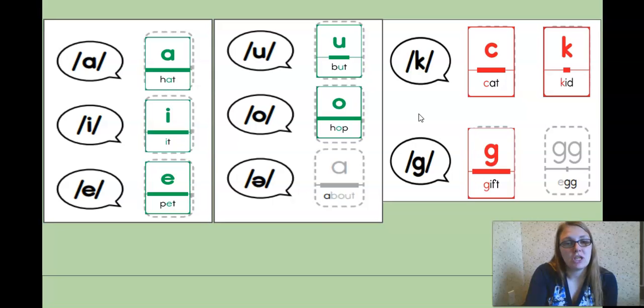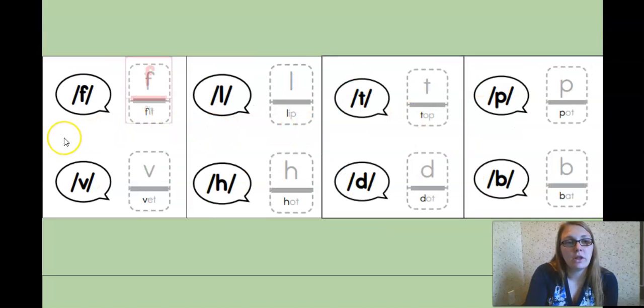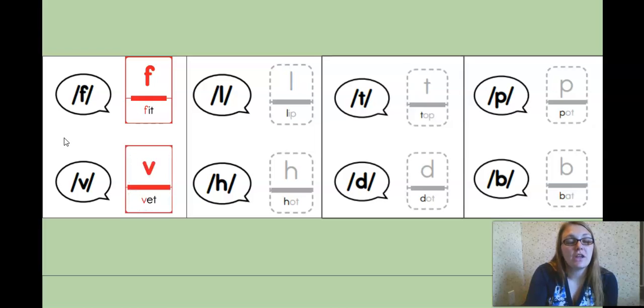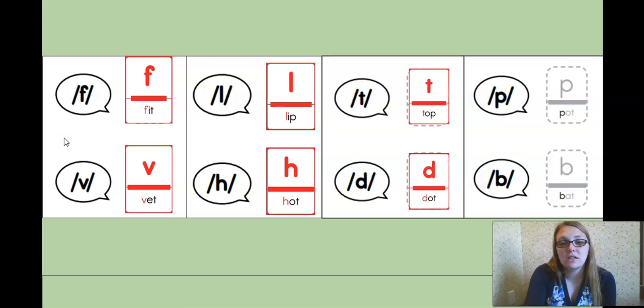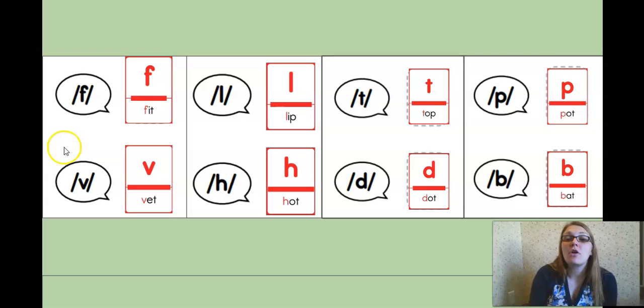G can be a G. We learned for F, we're going to use the letter F. For V, a letter V. For L, letter L. H is an H. T is a T. D is a D. Is P, and B is B. Now remember, there are other spellings, as we can see by the power bar not being all the way across, for a lot of these letters and sounds, but these are the ones we have reviewed so far.